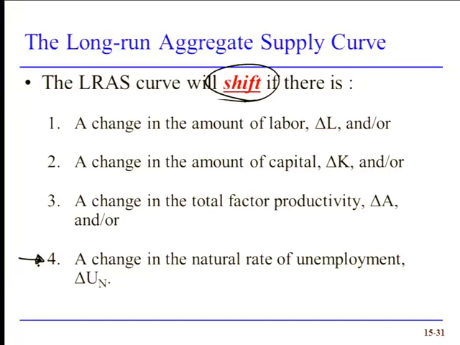Let's suppose that for whatever reason we decided we wanted to make unemployment insurance more generous, which might be a bigger weekly payout. It might be more weeks of payout. Well, doing so would reduce the incentive for job search.